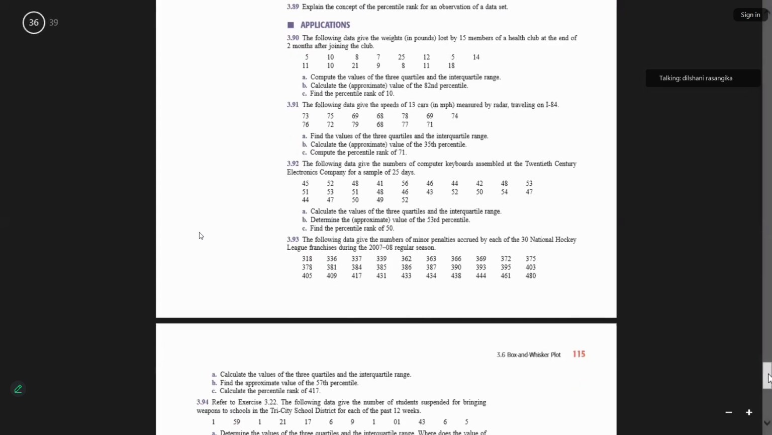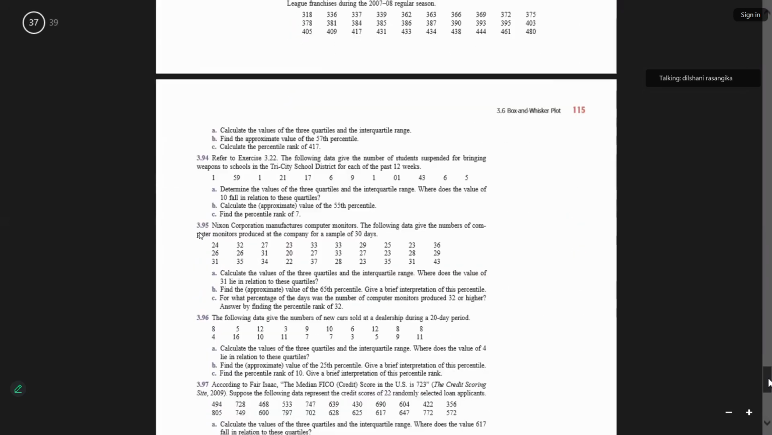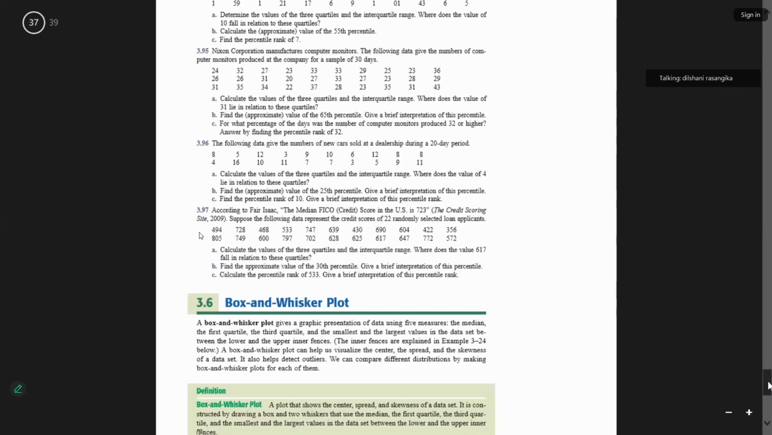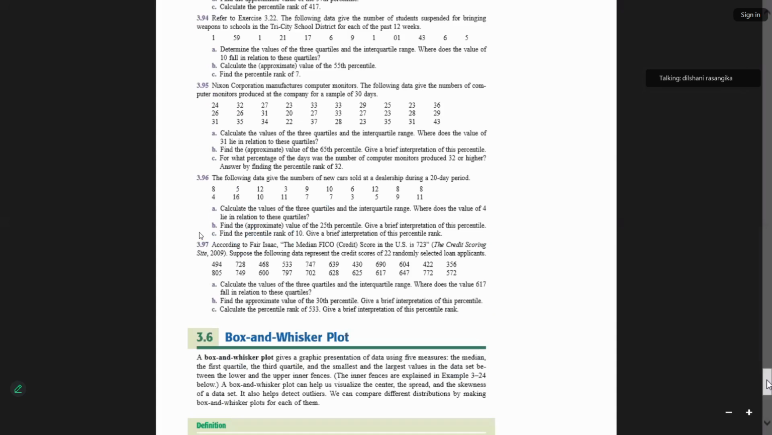Okay. Then there are more problems. You can refer to all these problems and work on them, and you can measure whether you get that part or not, right? Okay.